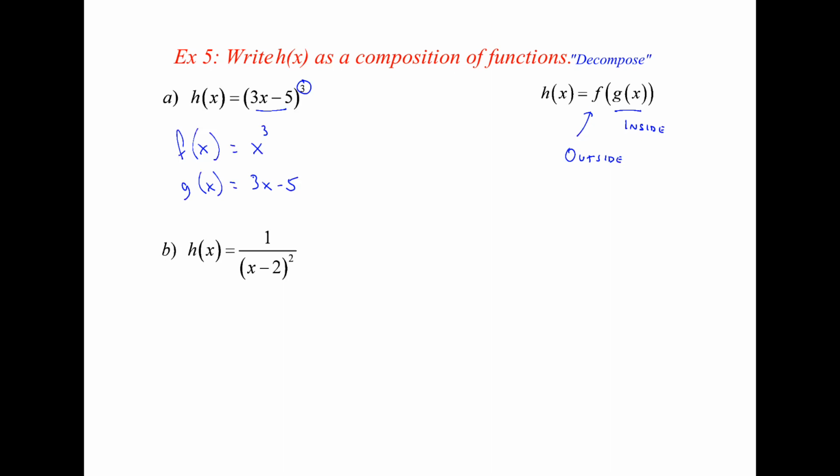Try the second one, example B, h of x equals 1 over x minus 2 squared. And so on part B, f of x could equal 1 over x squared, and g of x could equal x minus 2. Once again, what's the inside? What is happening? The x minus 2, and then the outside is 1 over that being squared, so 1 over x squared. So that's how you can decompose composition of functions. And that is it for this section.